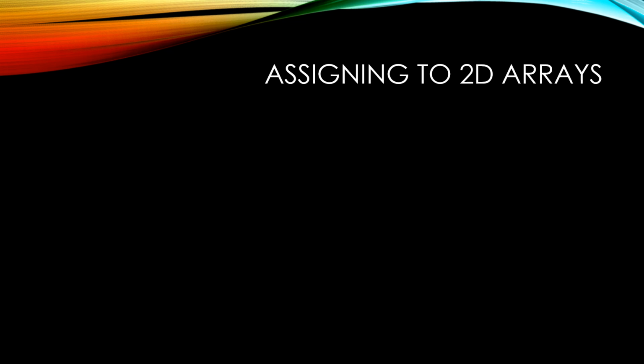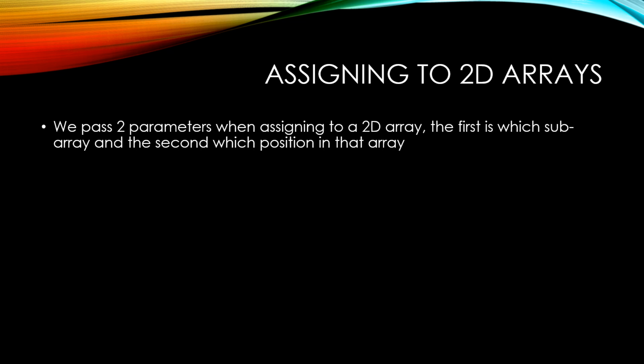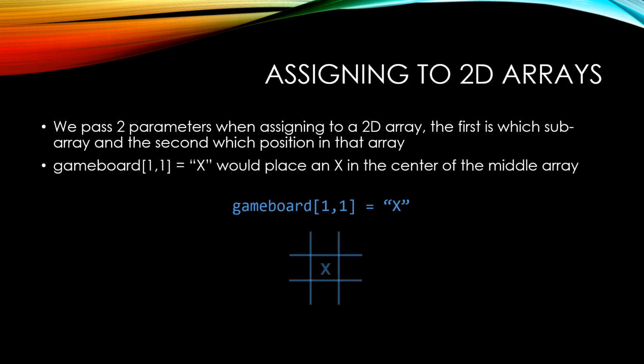We also pass 2 parameters when assigning to a 2D array. The first is again which subarray we want to assign to, and the second which position in that subarray we want to assign to. So gameboard(1, 1) refers to the array in position 1, so the second array, and position 1 within that array, which is the second place within the array. So this would place an X in the center of the middle array.